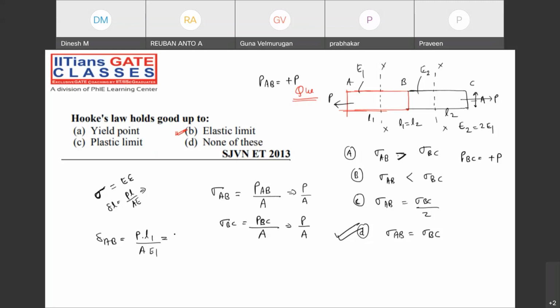Because delta AB is P into L divided by A into E1, suppose both lengths are equal to L. Delta BC will be P into L divided by A into E2. E1 and E2 both are different. That's why deformation will not be same. That's the reason why different E matters. Some of you might be thinking, sir, sigma is same, epsilon is same, E must be same. When E is different, then epsilon will also be different. Indirectly, deformation will also be different. But if I just talk about the stress value, this will be same, right? Understanding the conceptual difference.